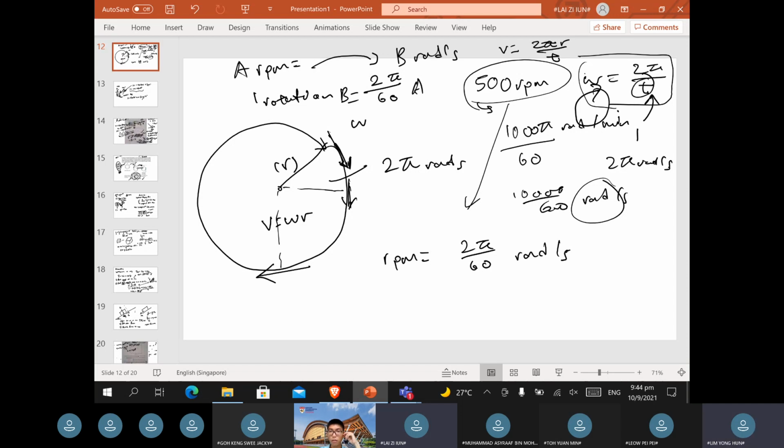So, for example, if I have 2,500 RPM, my omega is going to be 2,500 times 2 pi over 60. Yes, correct. Correct. Yeah, that's right.